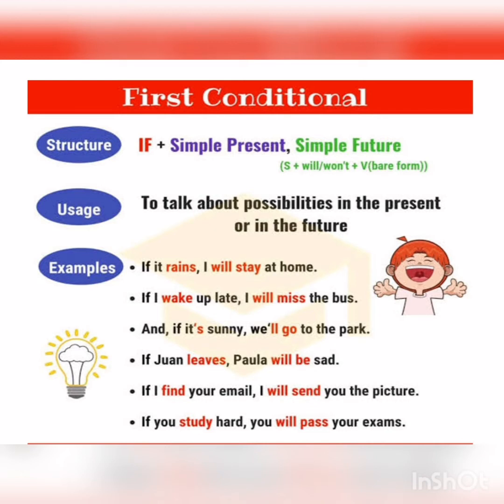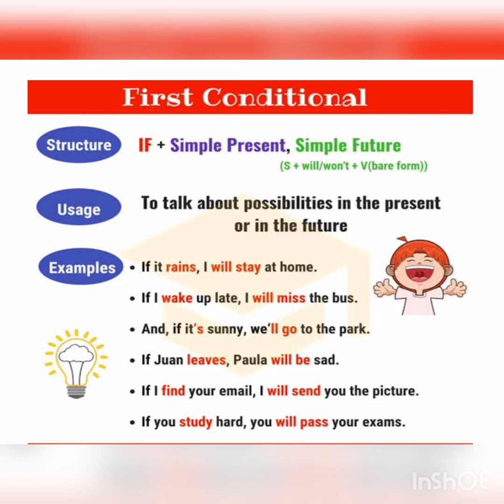First conditional sentences. First conditional sentences contain the if clause in simple present, whereas the main clause in simple future, that is subject plus will or will not and verb in its first form. And it is used to talk about the possibilities in the present or in the future. For example, if it rains, I'll stay home. If I wake up late, I'll miss the bus. If John leaves, Paula will be sad. If I find your email, I'll send you the picture.